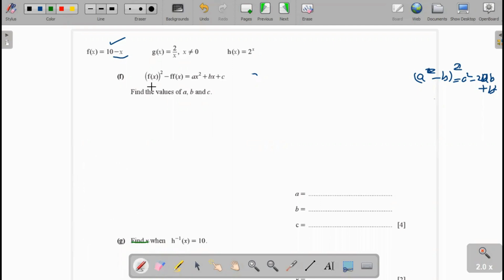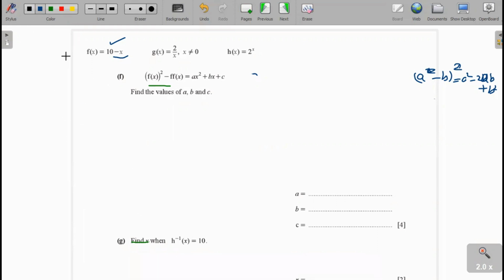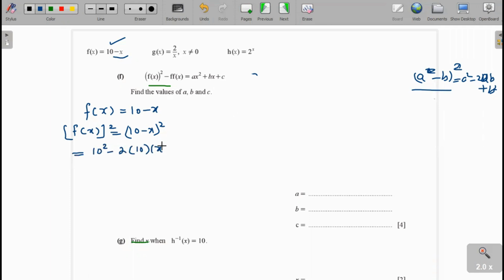In part f, f of x whole squared minus double f of x equals x squared plus px plus q. Firstly, we see that f of x is equal to 10 minus x. Therefore, we can write f of x whole squared. That value will be equal to 10 minus x whole squared. And we use the identity a squared minus 2ab plus b squared. That value will be equal to 10 squared minus 2 times 10 times x plus x squared, and that is equal to x squared minus 20x plus 100.